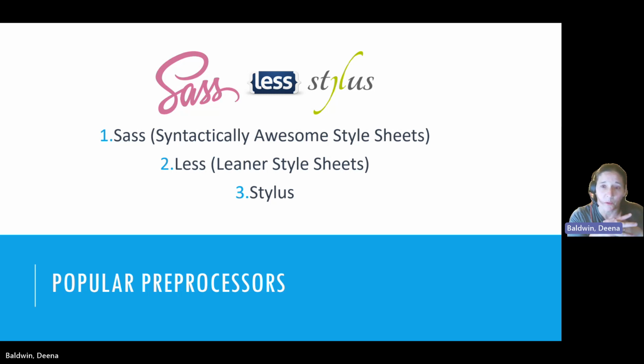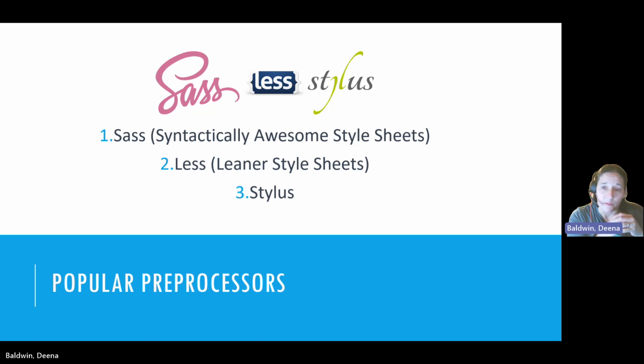So the three most popular style preprocessors that I could find on the web were SASS, LESS, and Stylus. SASS stands for Syntactically Awesome Style Sheets, which I think is such a fun name. LESS is Leaner Style Sheets, and then there's Stylus. And those are the three that I'm going to cover today in this presentation.